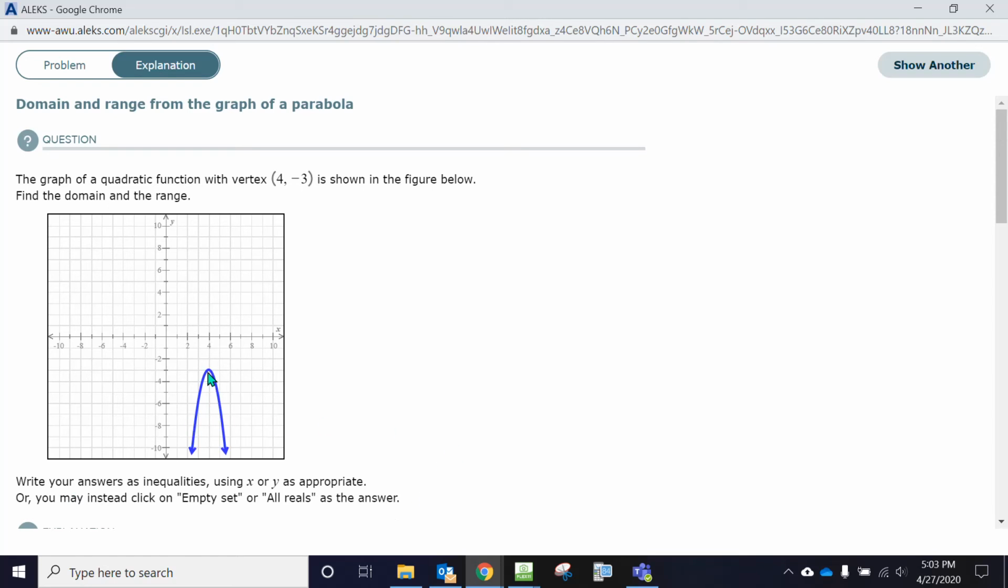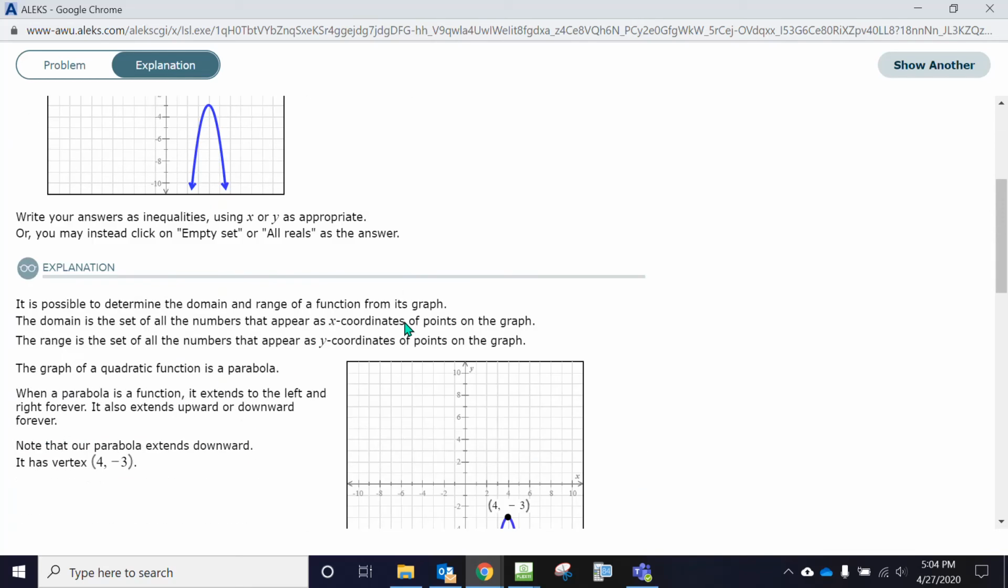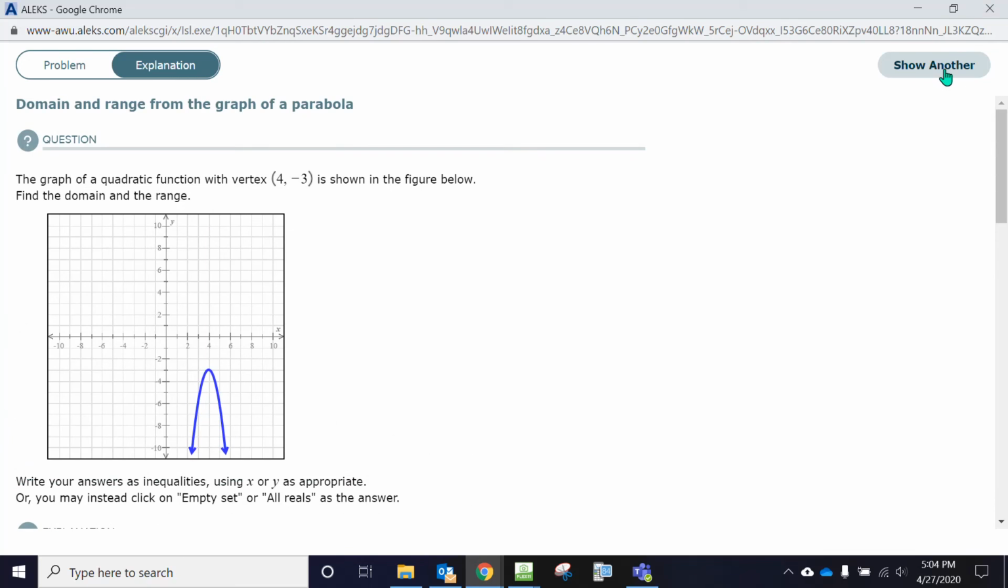Well, we already know this goes down and out forever, so the domain's all reals. All quadratics, all parabolas, the domain is all reals. Now, the range. What's the highest point here? It looks like it's negative 3. So y is less than or equal to negative 3. And there you go. Let's look at one more.